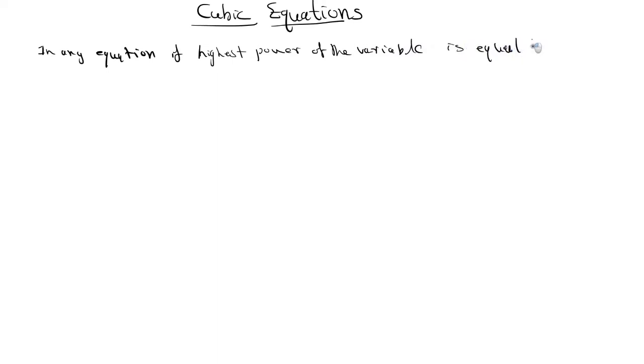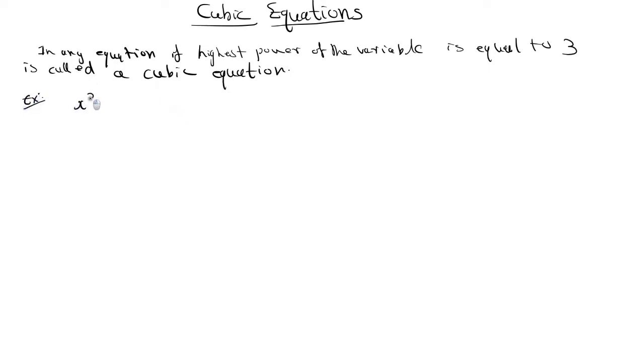In any equation, if the highest power of the variable is equal to 3, it is called a cubic equation. Okay, in any equation, if the highest power of the variable is equal to 3, we call it a cubic equation. You can see the example.